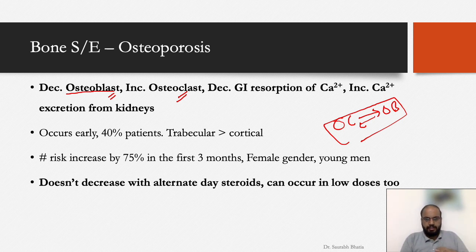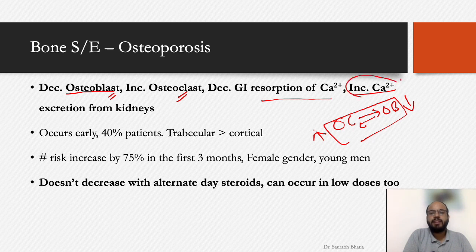If osteoblast is decreased and osteoclast is increased, it will lead to more bone resorption and more bone damage. Additionally, there is decreased GI absorption of calcium, and there will be increased calcium ion in the system. Now, why is there an increased calcium ion? Because all the calcium in the bone is now getting into blood. So remember that steroids might increase calcium ions also because of this. Okay, but majorly decreased osteoblast activity, increased osteoclast activity, and decreased GI absorption of calcium lead to bone resorption. Plus, there will be increased excretion of this calcium from the blood to the kidneys.